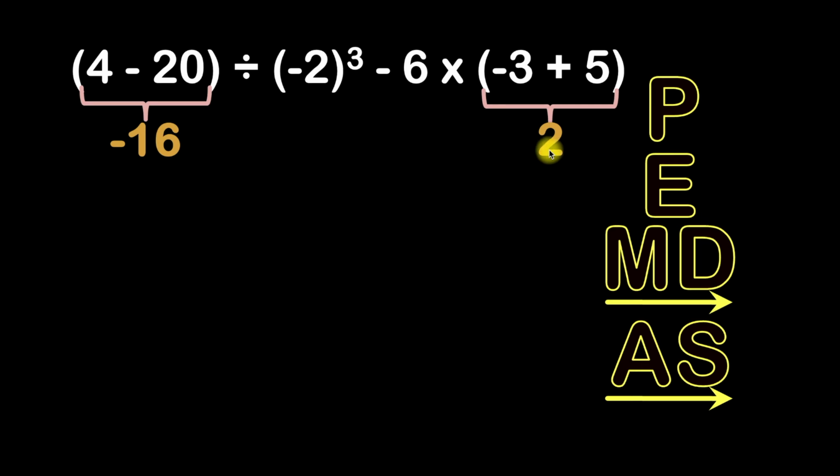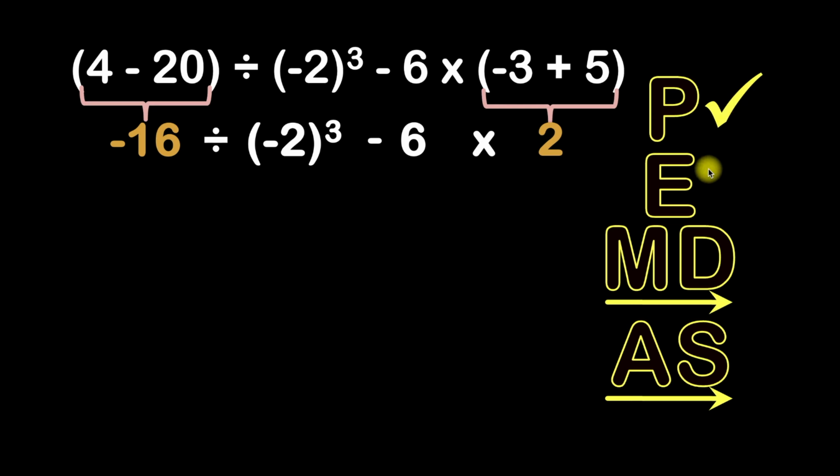And anything I haven't used, I'm going to bring down. I haven't used divided by, negative 2 to the third, the minus symbol, this 6, or this times. And this is my new expression, which means I'm done with step 1, and I can move on to step 2, which is exponents. Here we have an exponent of 3, and we're raising negative 2 to the third power.